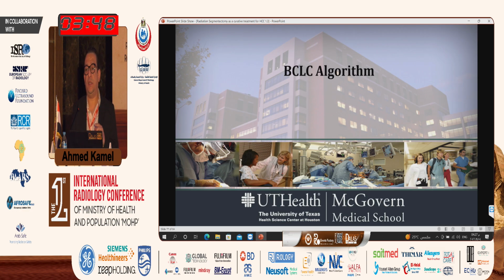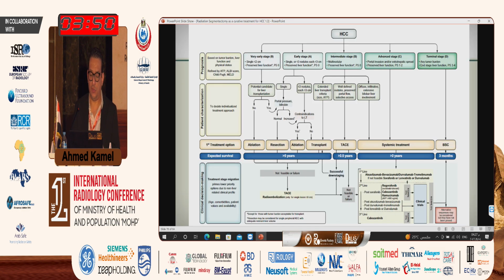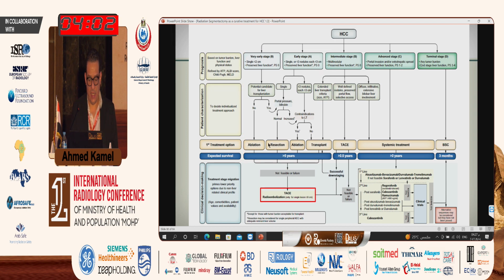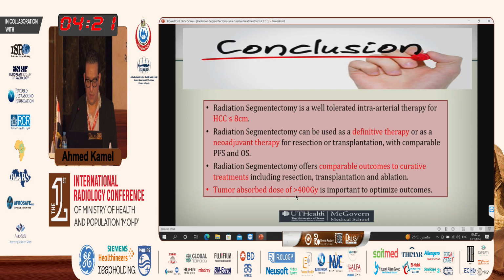This prompted the BCLC algorithm to change, actually, and you can see now for this curative segment, which includes patients who are stage 0 or stage A on the BCLC algorithm, which usually get curative treatments, whether ablation, resection, or transplant. These are the patients that receive curative treatments. Now, if this is not feasible, or if it failed, you can do Y90 if the patient has a single lesion up to 8 centimeters in diameter.